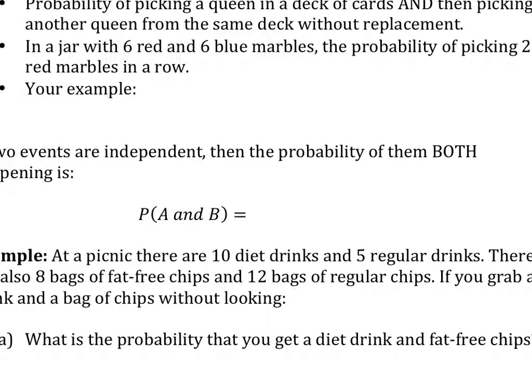Okay, so if two events are independent, then the probability of both of them happening, probability of A and B, is defined as probability of A times probability of B. If two of them are independent, meaning one cannot affect the other, then if you want both of them to happen, you're going to multiply the probability of each one.